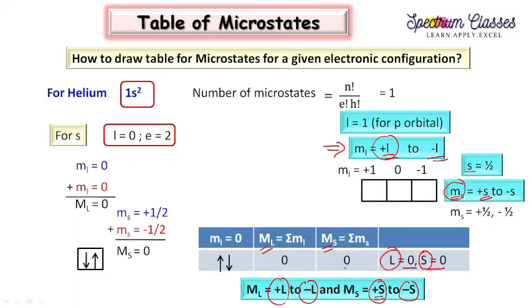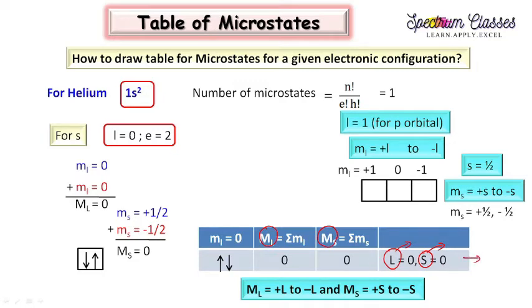So here what is the maximum value of MS? Only 0. And what is the maximum value for ML? It is again 0. So in this manner, rather than writing ML and MS, we write capital L and capital S. From the microstates which we have inferred for a given electronic system, these are the total orbital angular momentum and the total spin angular momentum, and corresponding to these two we now assign the term symbol.